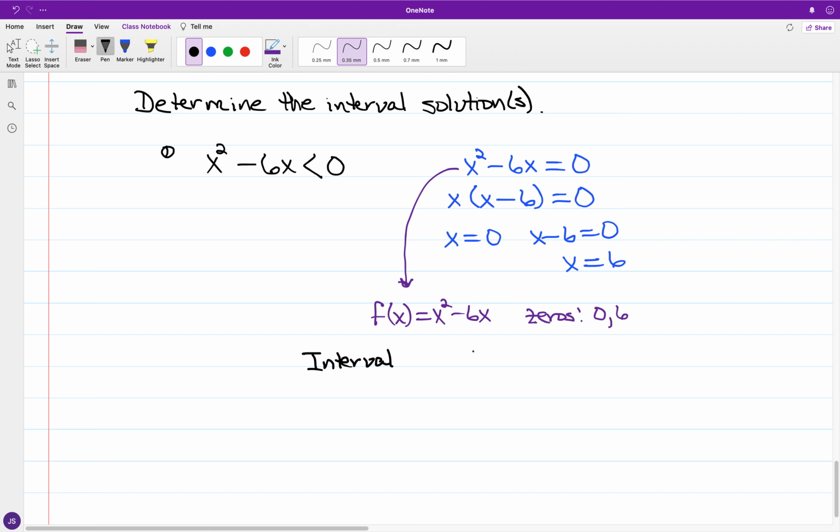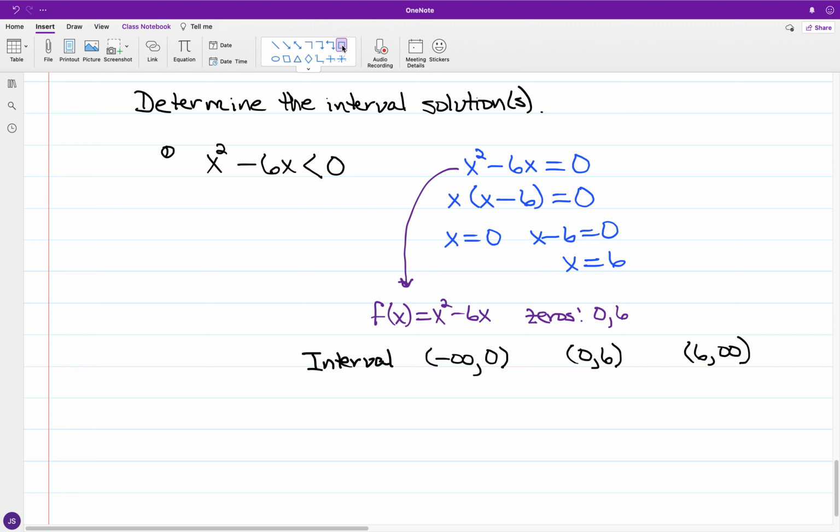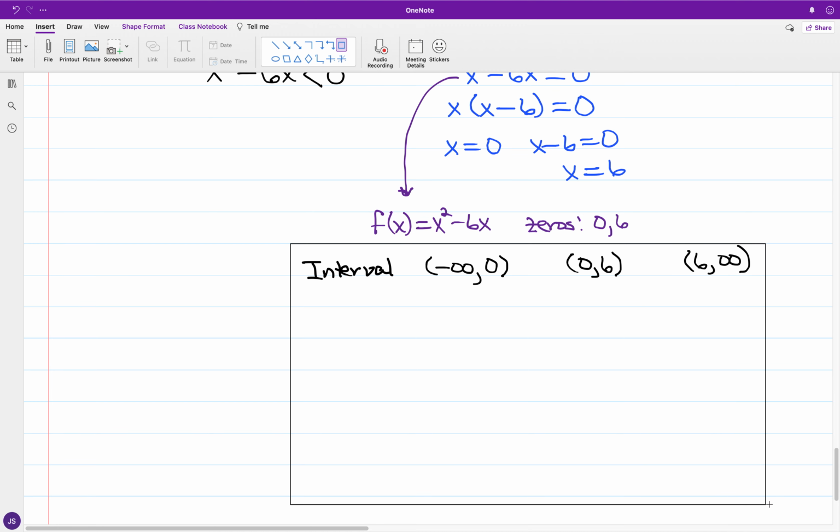And just for the interval setup, okay, so I have from negative infinity approaching, but not including the smaller of the zeros. In this case, I have 0. Then have going past 0 approaching, but not including 6. And then we have for the rest, okay, those values of x which will be greater than 6. And again, just setting up our table.